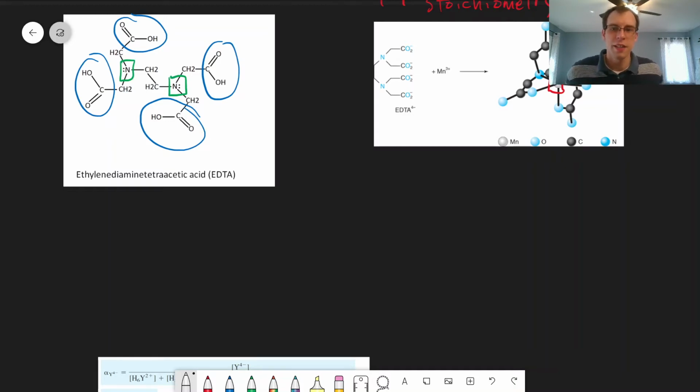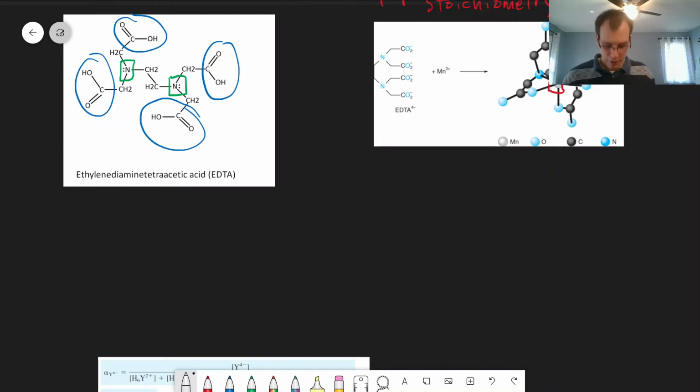To understand EDTA titrations, we of course need to understand the equilibria between EDTA and metal ions so that we can understand what's going on with the titration curve, similar to what we've done for precipitation titrations and for acid-base titrations. And to understand that, we need to understand EDTA itself and its equilibrium properties.